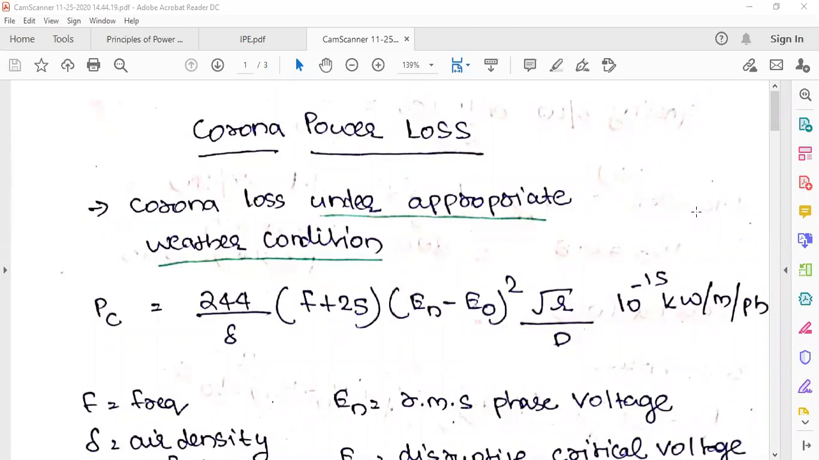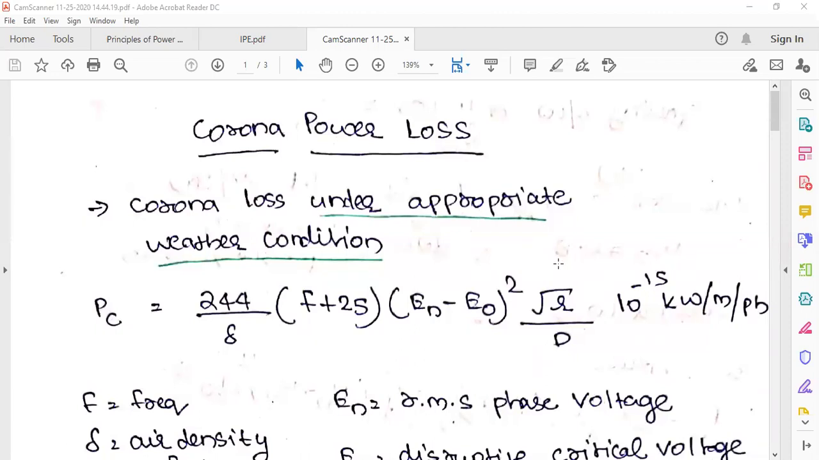So corona loss already, what is corona loss? What causes corona loss? What are the critical terms like the critical disruptive voltage, visual critical voltage, how to reduce corona? All these things you have seen in the previous classes. So today we will see the mathematical equation revolving around corona power loss and one or two numerical problems.